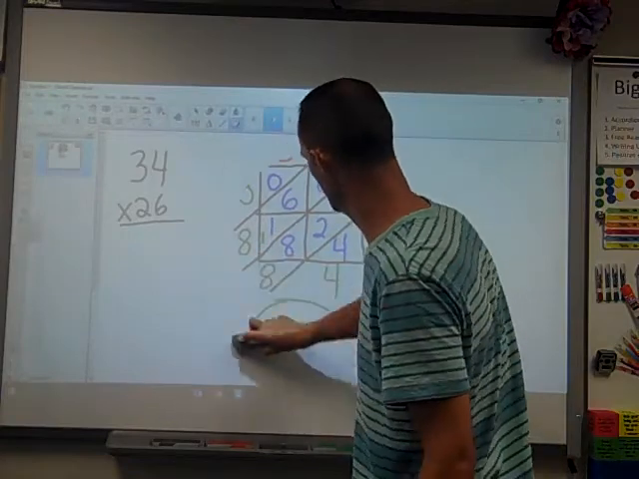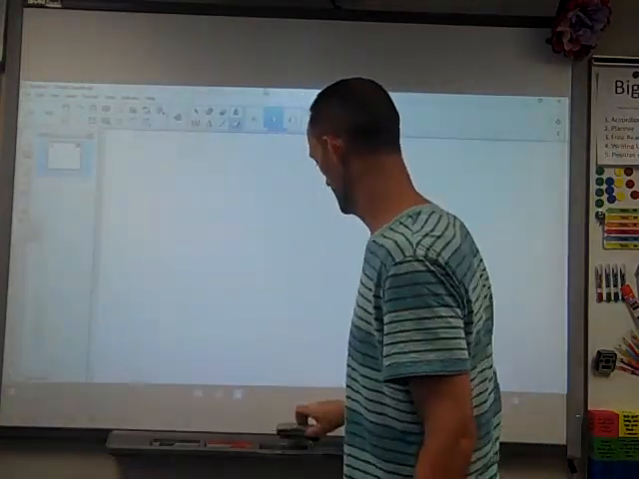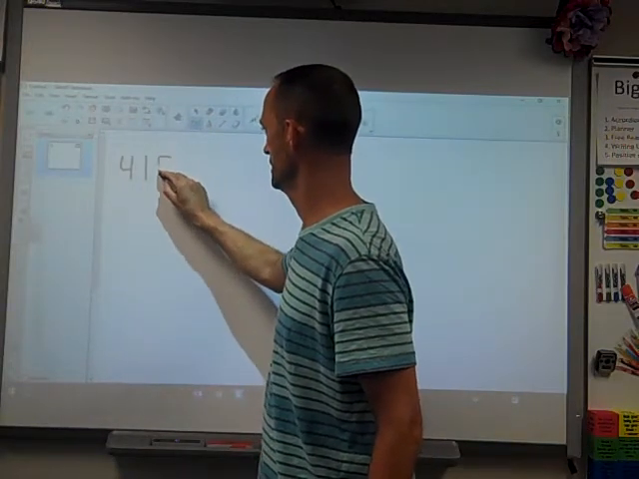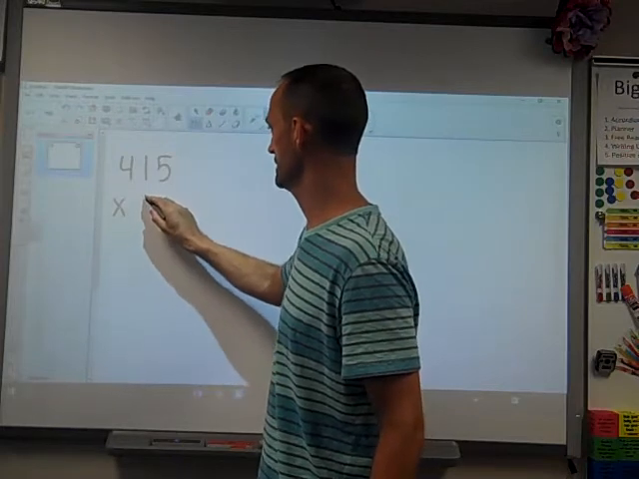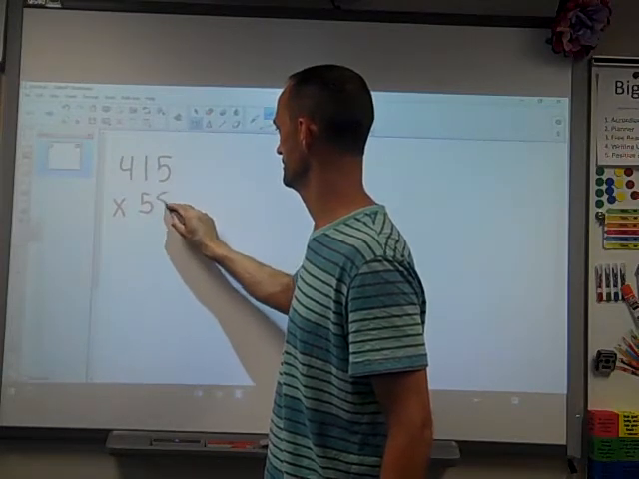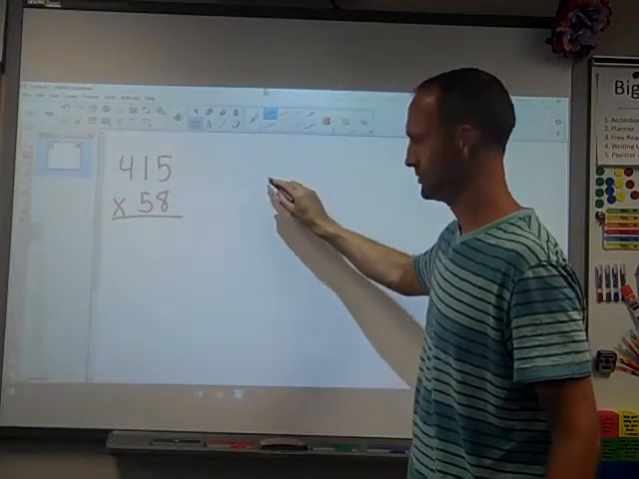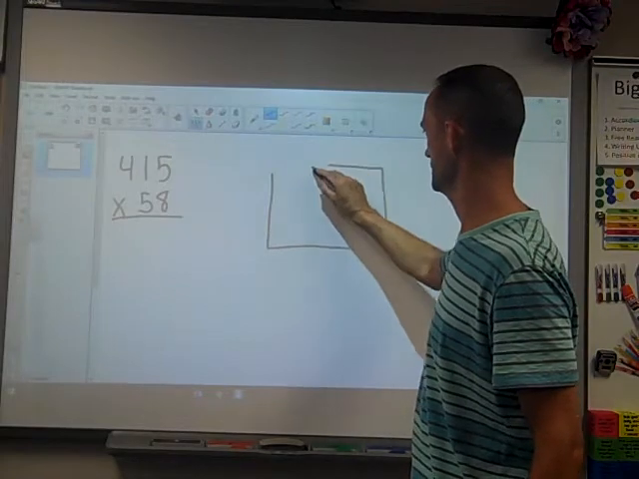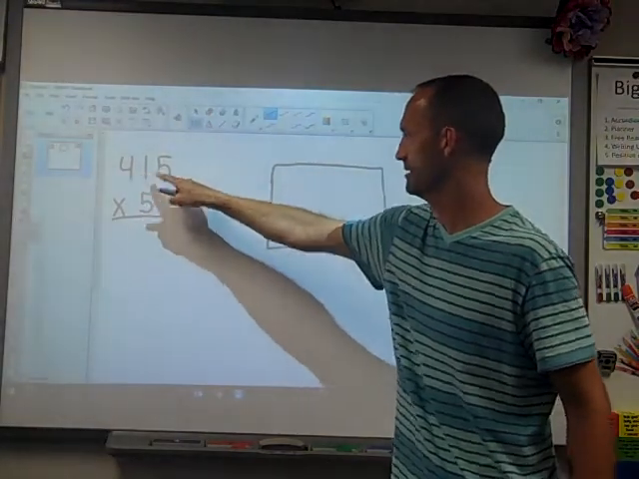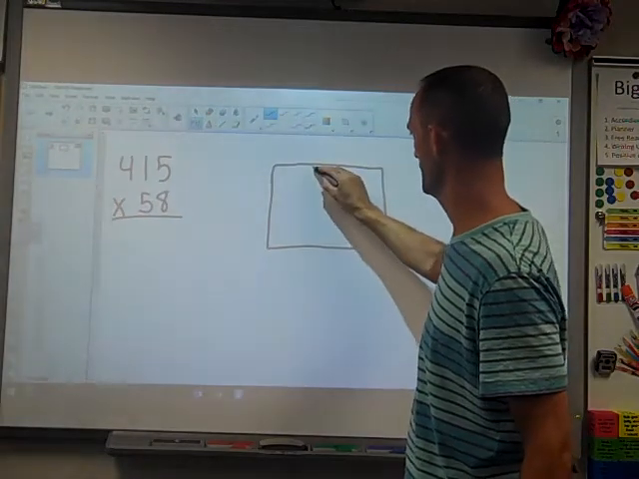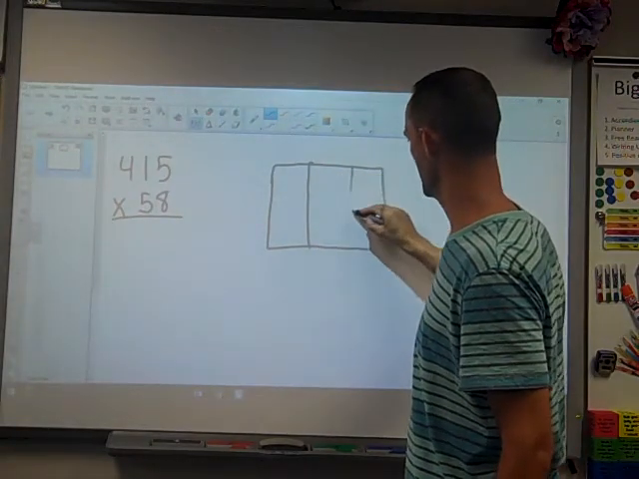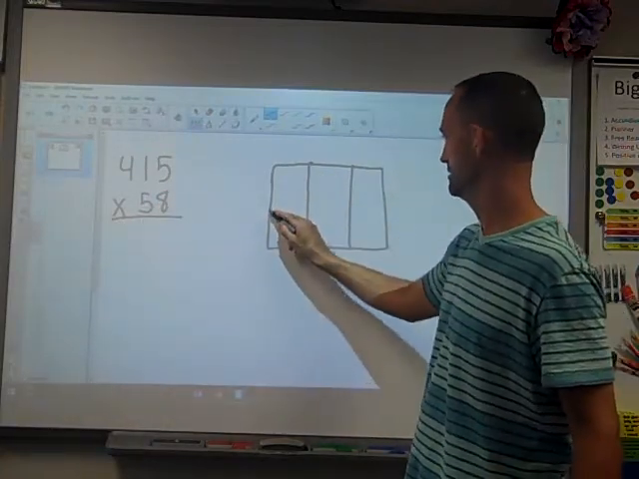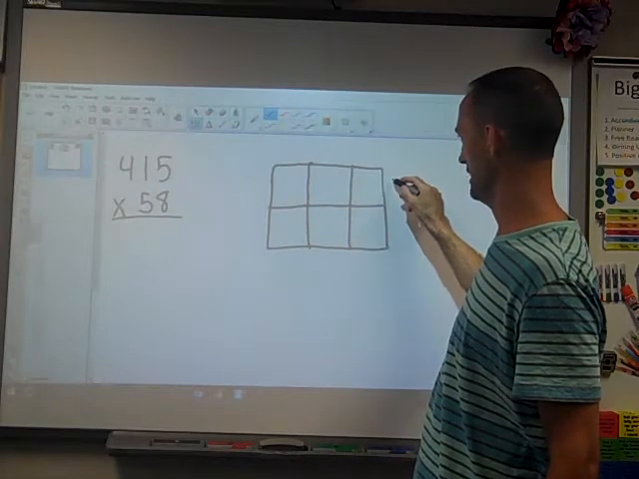That's 2-digit times 2-digit. Now we'll do a 3-digit number times a 2-digit number. And we'll set this one up like lattice multiplication. So this time I have a 3-digit number. I want that to go on the top. So I'm going to divide my box into 3 parts on the top, 2 on the side. So there would go my 58.